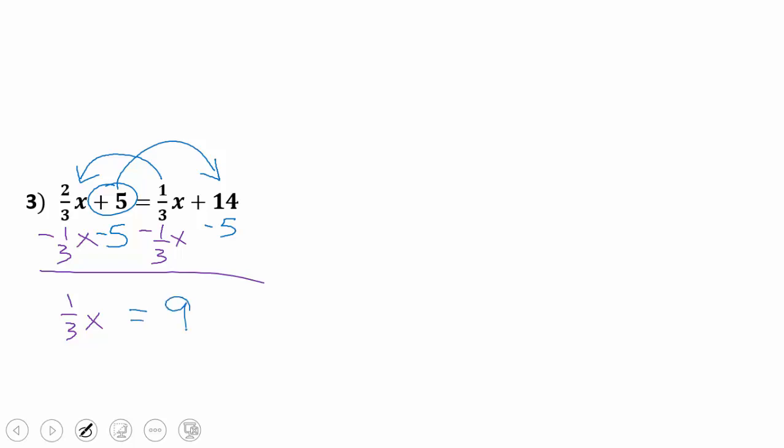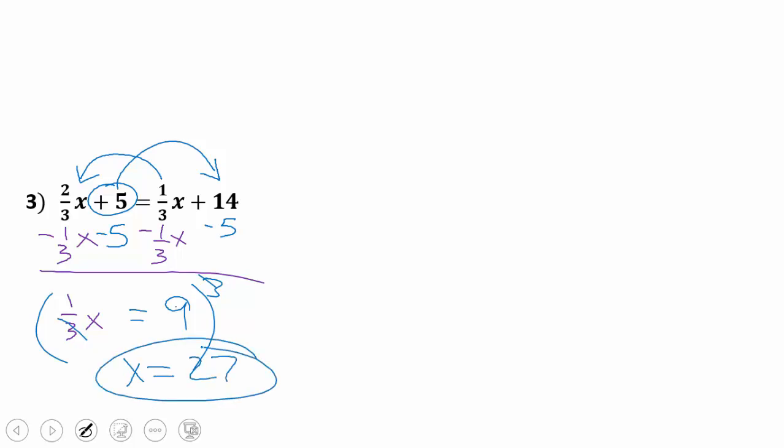Now I can say I've got this fraction. I'm going to multiply the whole thing by the least common denominator. 3 simplifies out here, leaving me with x. 9 times 3, 27. That would give me the same exact answer as if I divided 9 by 1/3. So x is equal to 27.